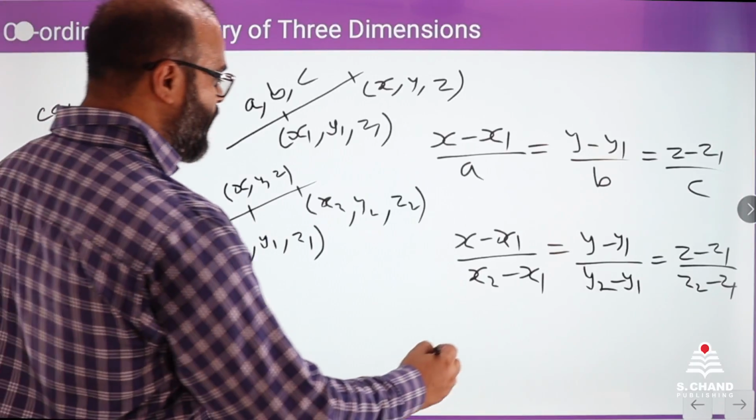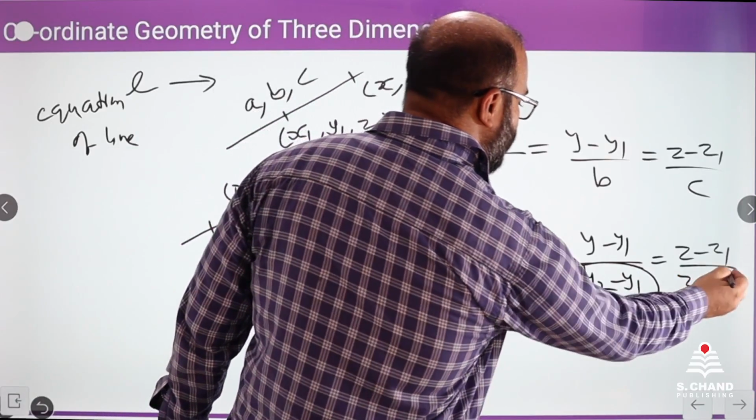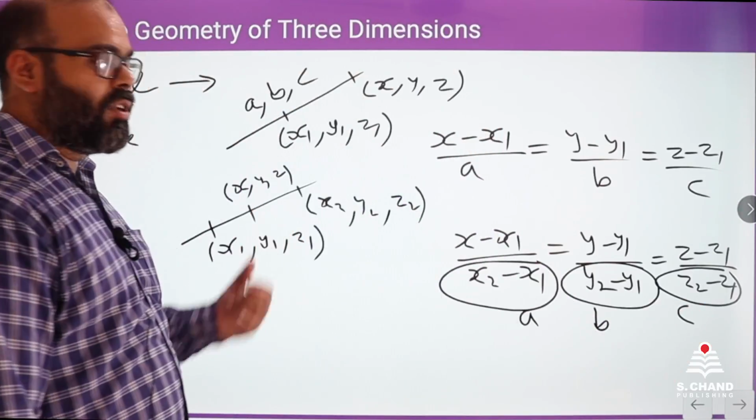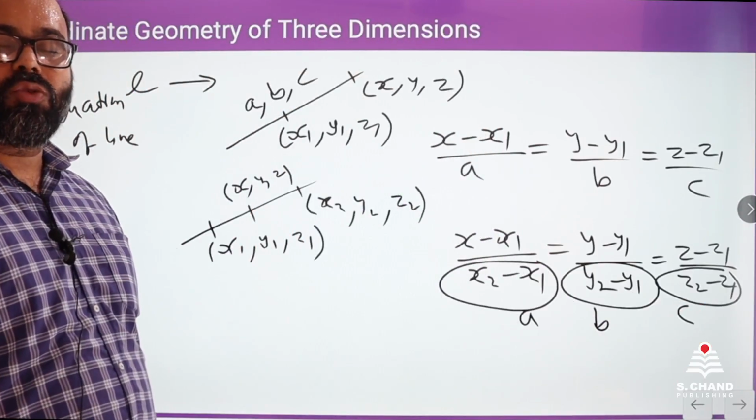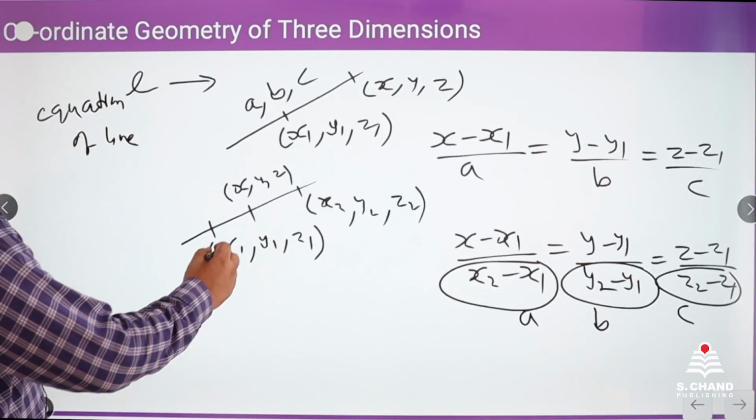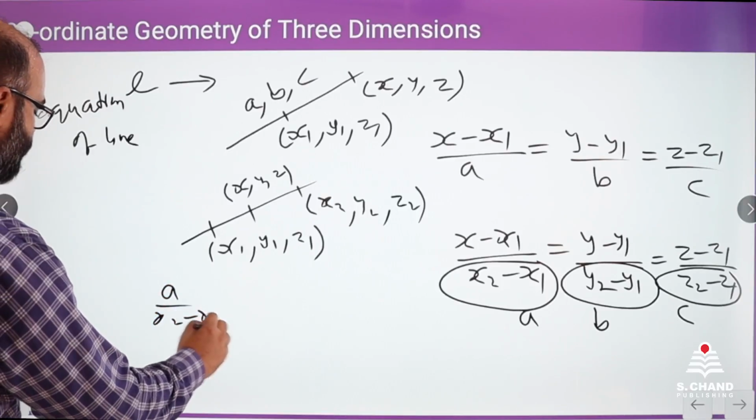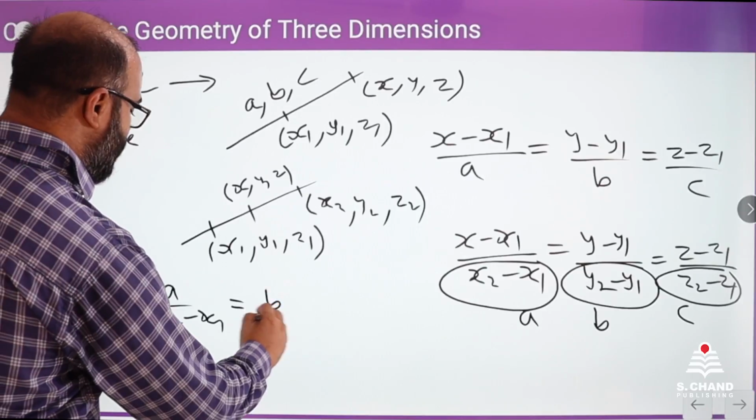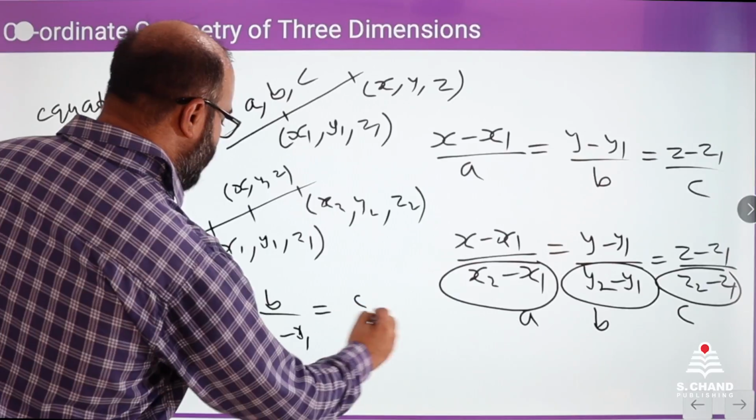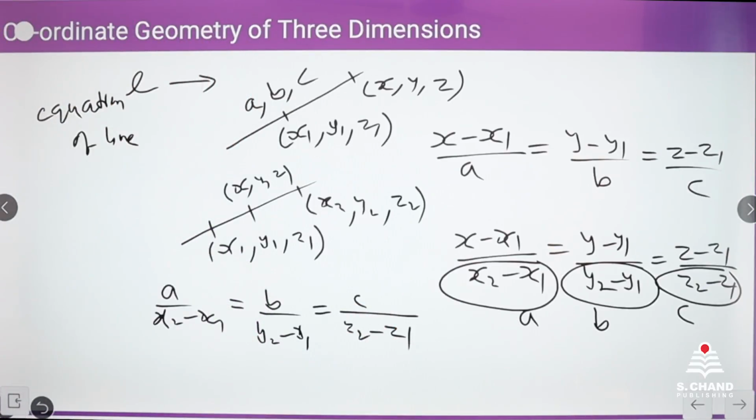Now what does it mean? It means that x2 minus x1, y2 minus y1 and z2 minus z1 are actually the direction ratios of this line. So you can also say that if on a line 2 points are given, x1, y1, z1 and x2, y2, z2, then its direction ratios A, B, C satisfy A by x2 minus x1 is equal to B by y2 minus y1 and then C by z2 minus z1. So this is also what you can remember.